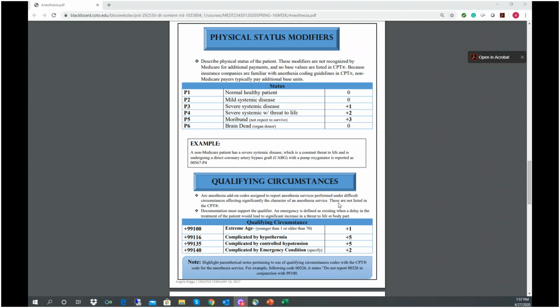So note the highlighted parenthetical notes pertaining to the use of qualifying circumstances codes with the CPT anesthesia. For example, 00326 states do not report 00326 in conjunction with 99100. So you want to make sure that you pay close attention to those notes. You've probably seen some examples in Cengage's homework on AAPC. That will be a certification type test, but for your certified medical coding specialist, you're not going to have this question.